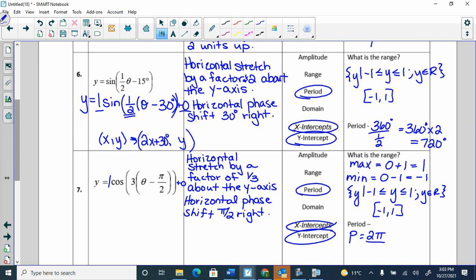And the period, you can either go 2 pi divided by B. B is not the horizontal stretch, right? The horizontal stretch is 1 over b. So if it goes 2 pi divided by b, it's literally what b is. So it's 2 pi divided by 3. Or you could say, hey, the period is 2 pi, and I'm going to multiply it by the horizontal stretch, which is 1/3. So it's 2 pi over 3. That's why it works. But you just multiply your period by the stretch.